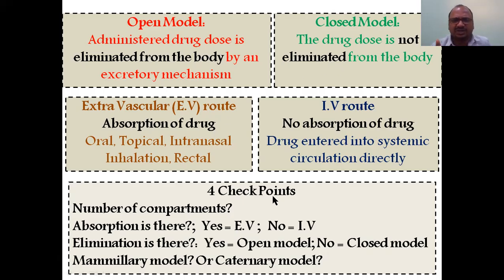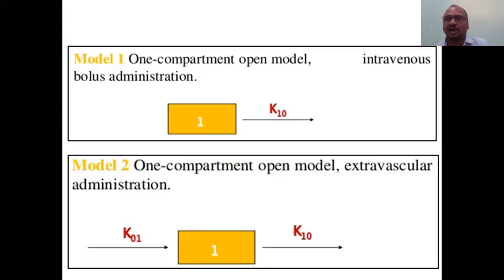Whenever you are writing models, keep in your mind 4 checkpoints. First, the number of compartments. These 4 questions you have to write in the examination whenever you are writing the name of the model. Second, is absorption there or not? If yes, it means extravascular route. If no, it means IV route. Third, is elimination there? Yes means open model. No means closed model. Fourth, either it is a mammillary model, where all are attached to the central compartment, or all are separated like a train, which is a catenary model. 4 points you have to check. With the help of that, you can easily draw this.